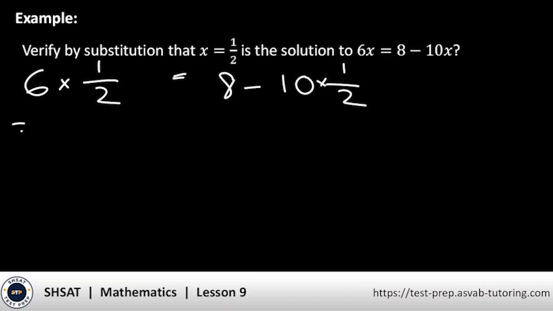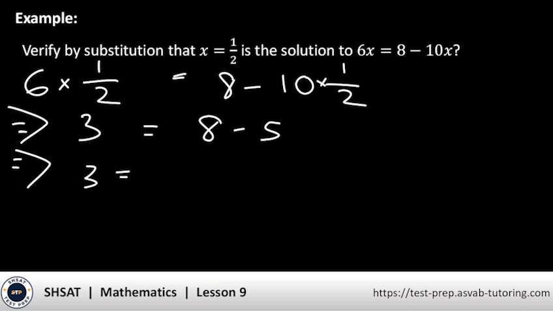So 6 times half is 3. 8 minus 10 times half is what? 5. So most definitely 3 equals 8 minus 5, which is 3. As both sides are equal, we can say that, yes, x equals half is the solution to 6x equals 8 minus 10x. That's shown, that's proven, verified, okay?